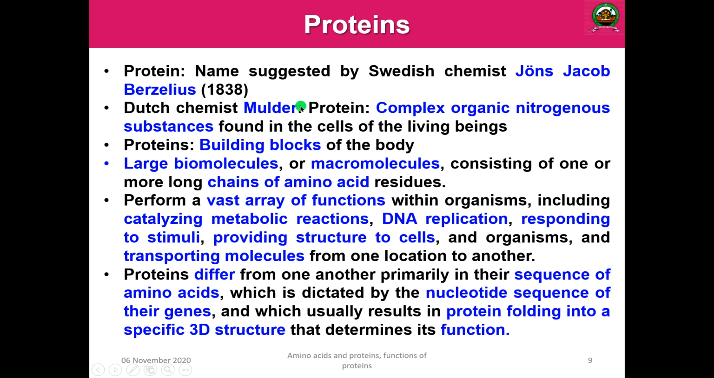Then next one, proteins. The name protein was suggested in 1838 by a Swedish chemist called Jöns Jacob Berzelius. So he is the first person who coined the term protein. Later another Dutch scientist called Mulder defined the protein. Proteins are the complex organic nitrogenous substance found in the cell of the living organism.